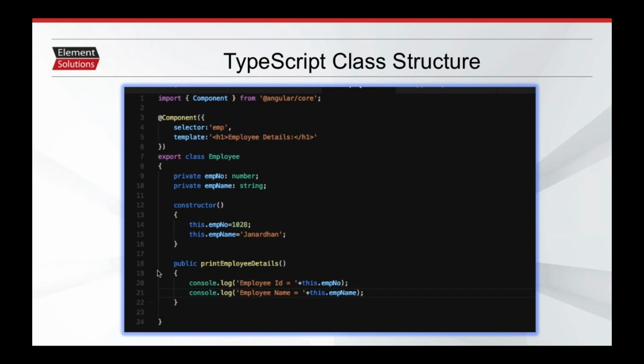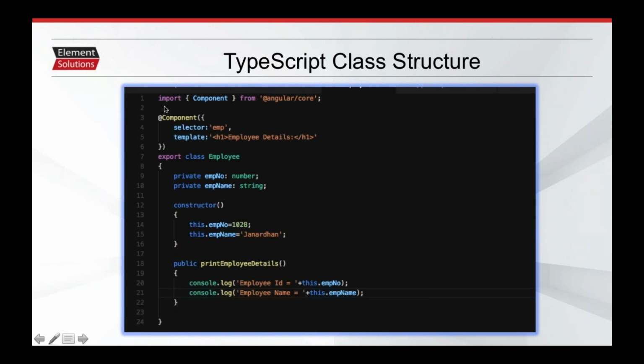And there is a constructor. We know the constructor is the method that gets executed as soon as the object creation is done. There is a default constructor I have written, and we can also write parameterized constructors. And this is the way that we write methods. I just wrote a method called printEmployeeDetails. I'm just printing the employee name and employee number in the console.